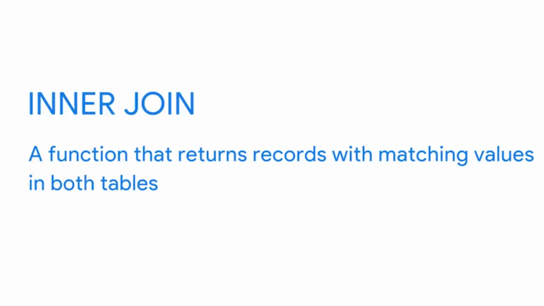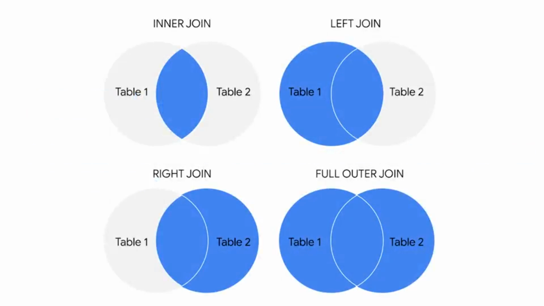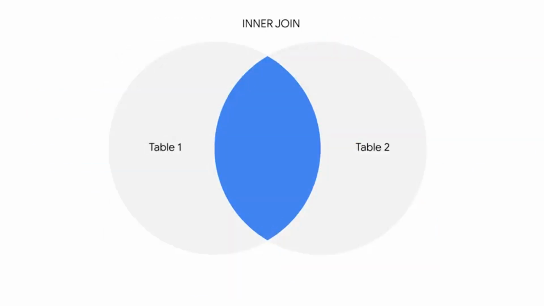An inner join is a function that returns records with matching values in both tables. If we think about our tables as the circles of this Venn diagram, then an inner join would return the records that exist where the tables are overlapping. For the records to appear in the results table, there'll have to be key values in both tables. The records will only merge if there are matches in both tables.